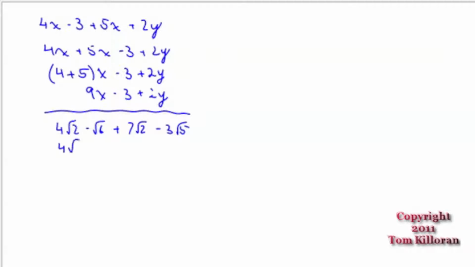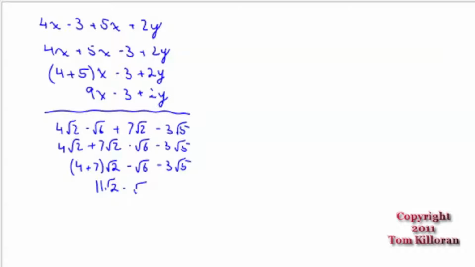So I'm going to use the commutative property. And I'm going to yank out the square root of 2 with the distributive property, and left behind is 4 plus 7 square roots of 2 minus the square root of 6 minus 3 square roots of 5. And then, of course, 4 plus 7 is 11. So you get 11 square roots of 2 minus the square root of 6 minus 3 square roots of 5. That way you're using a property to simplify a radical, getting the idea that radicals behave like variables. They have the same behavior as variables. And there's your simplified solution.